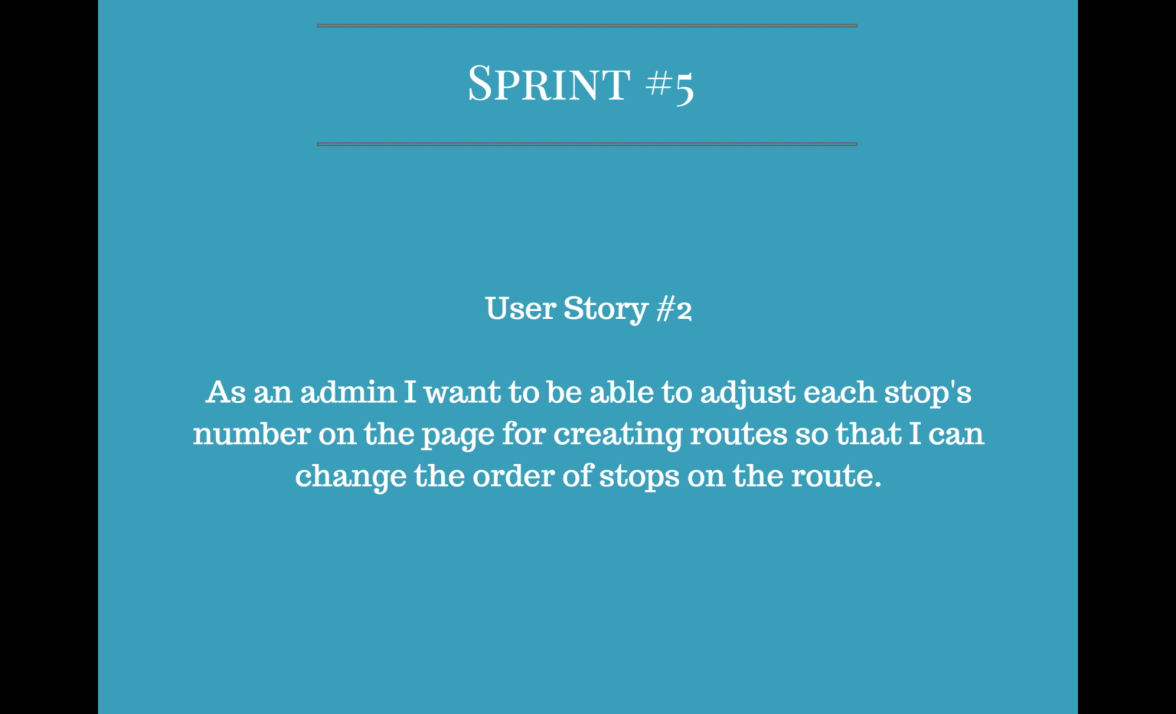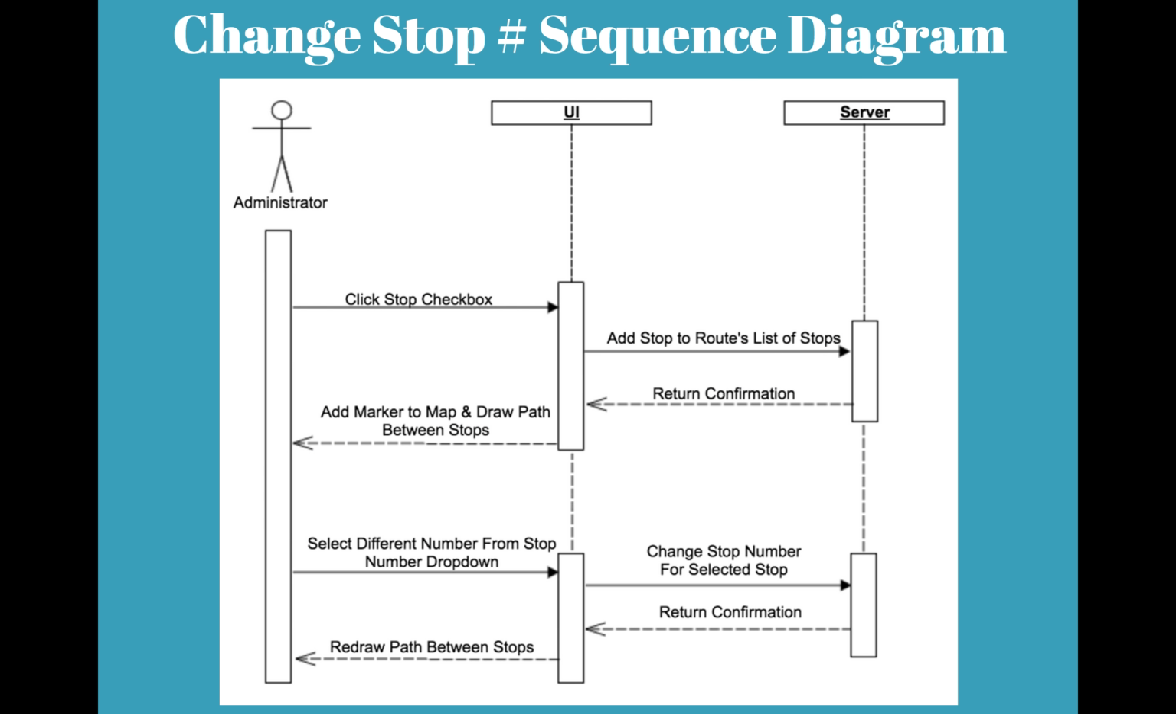The second user story for Sprint 5 was as an admin, I want to be able to adjust each stop's number on the page for creating routes so that I can change the order of stops on the route. Here's another sequence diagram. We have an administrator.